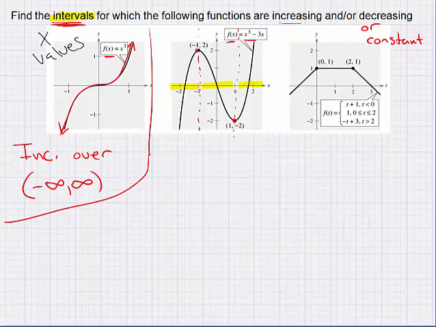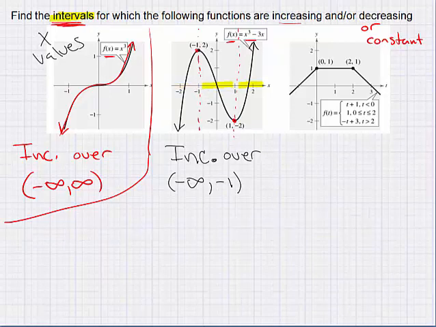So these are the x values that I'm looking at. There should be an arrow on the end of these graphs. This is going down to negative infinity, but if I read it from left to right, it's going up. It's increasing over the interval from negative infinity all the way up to this dotted line where it changes, and that has an x value of -1.